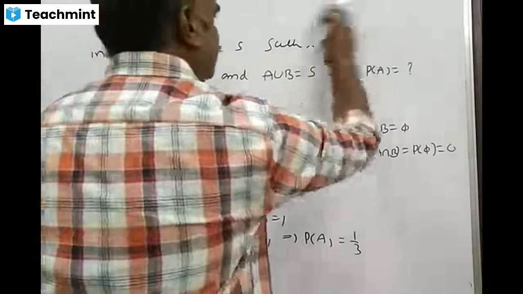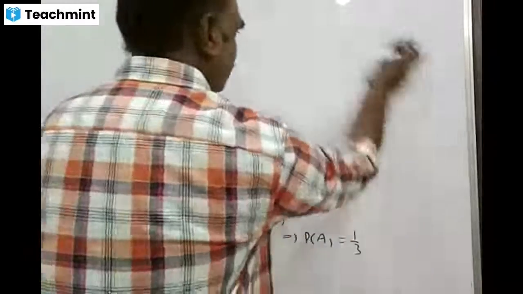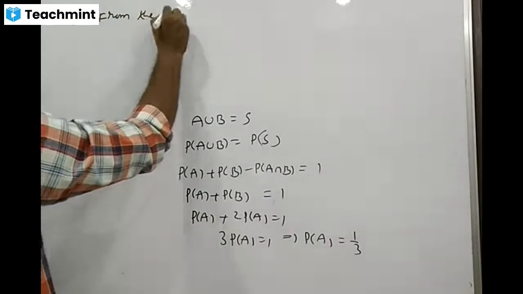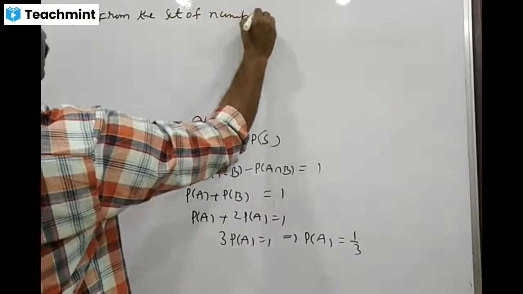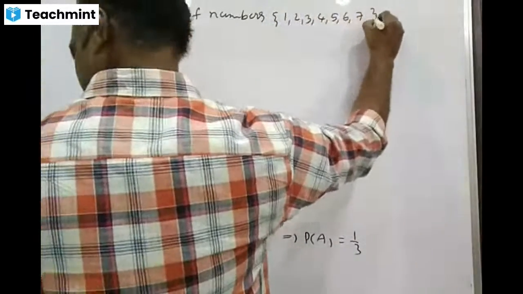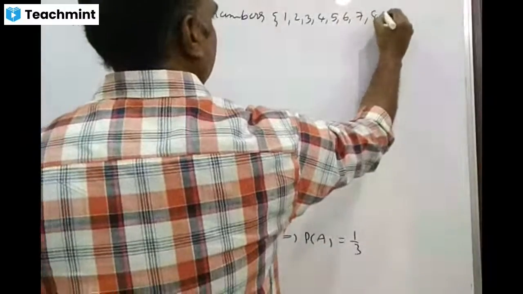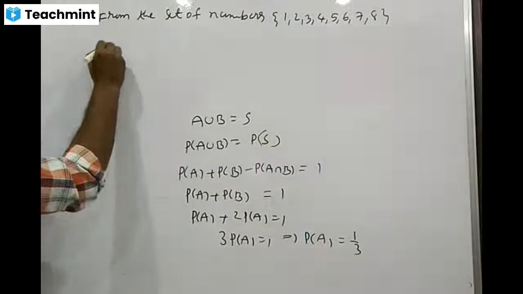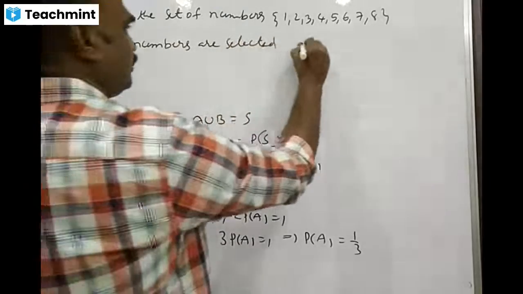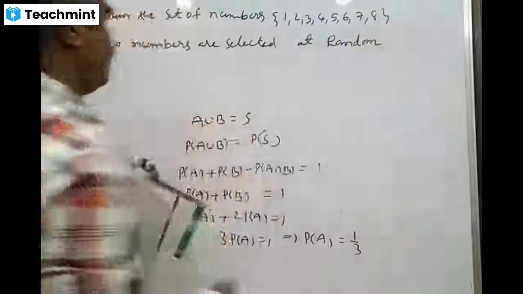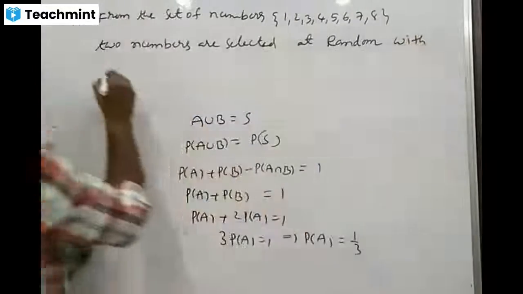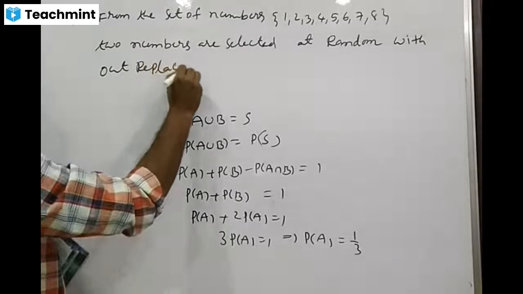Okay, next problem. Second problem: from the set of numbers 1, 2, 3, 4, 5, 6, 7, 8, two numbers are selected at random without replacement.